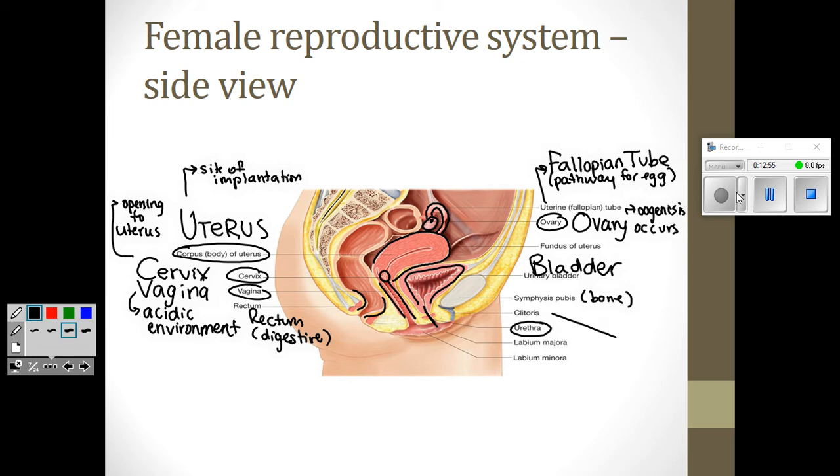The rest of the structures here are all external structures. There's the clitoris and the labia. None of those three would be things you would have to identify on a diagram because we're focusing on the internal reproductive structures.